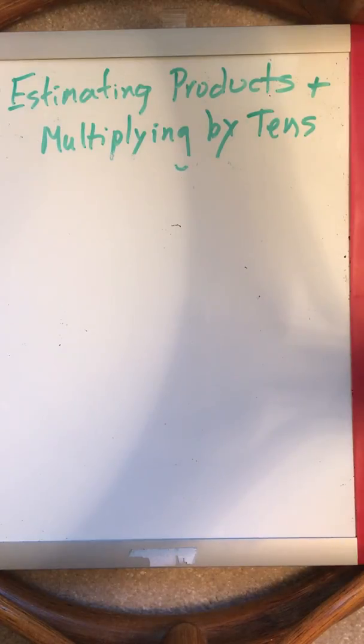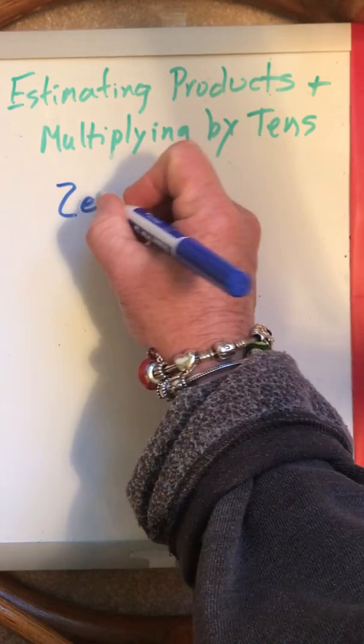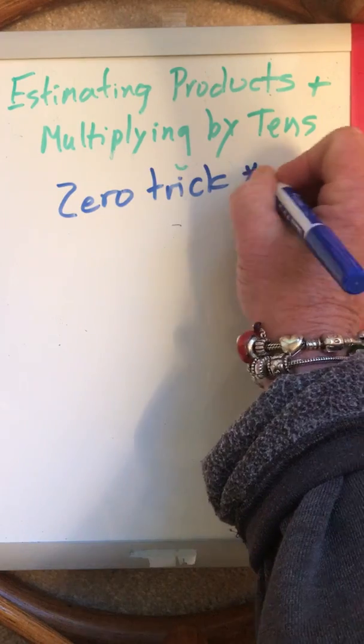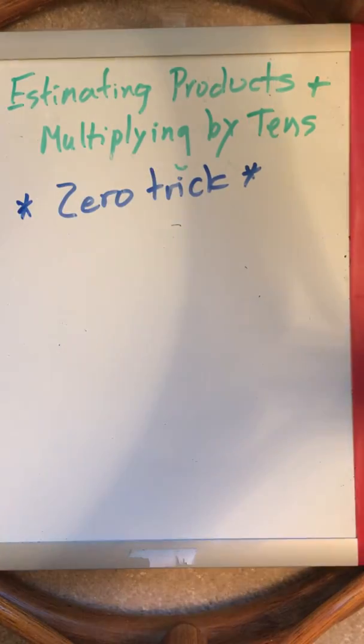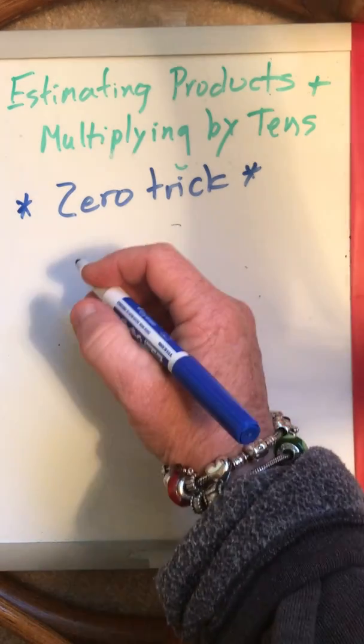Hi boys and girls, today we are going to learn about estimating products and multiplying by tens. What we use, and what I will refer to a lot, is the zero trick. This is an awesome little trick that makes our multiplication, when we're using zeros, a whole lot easier.